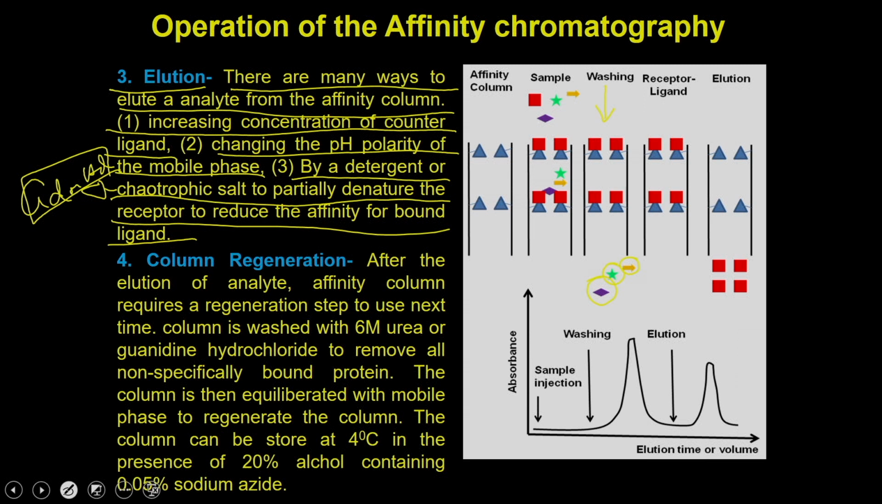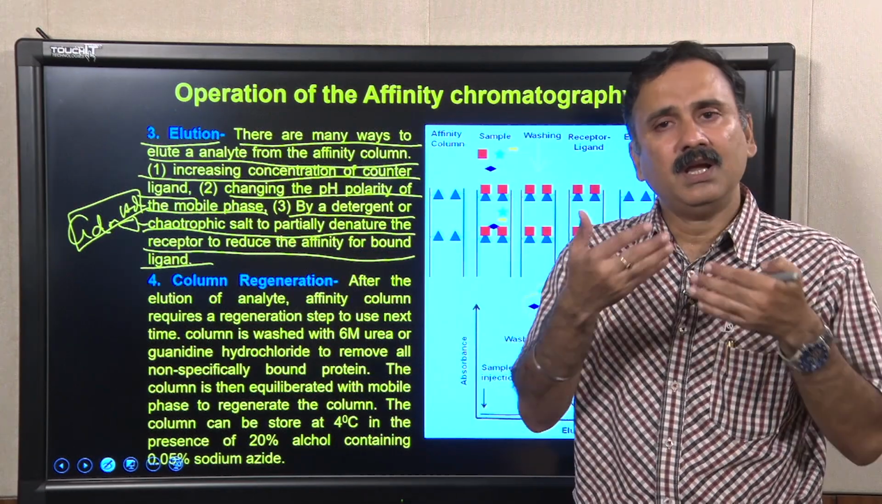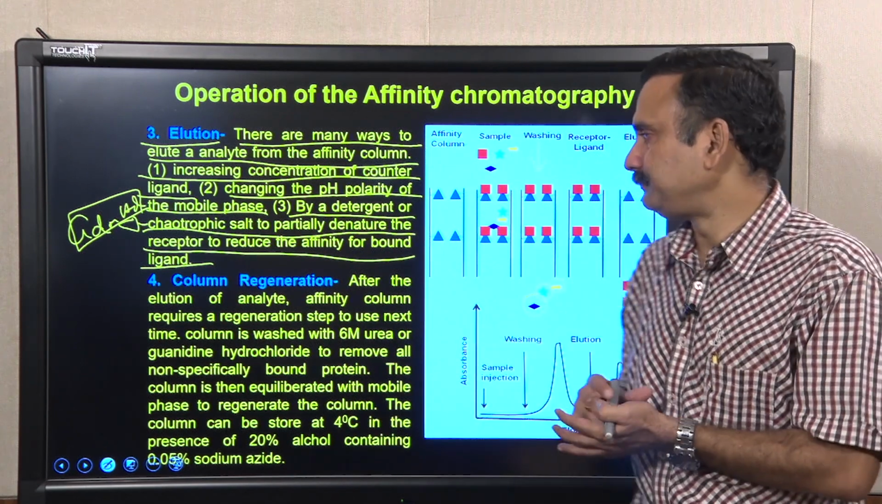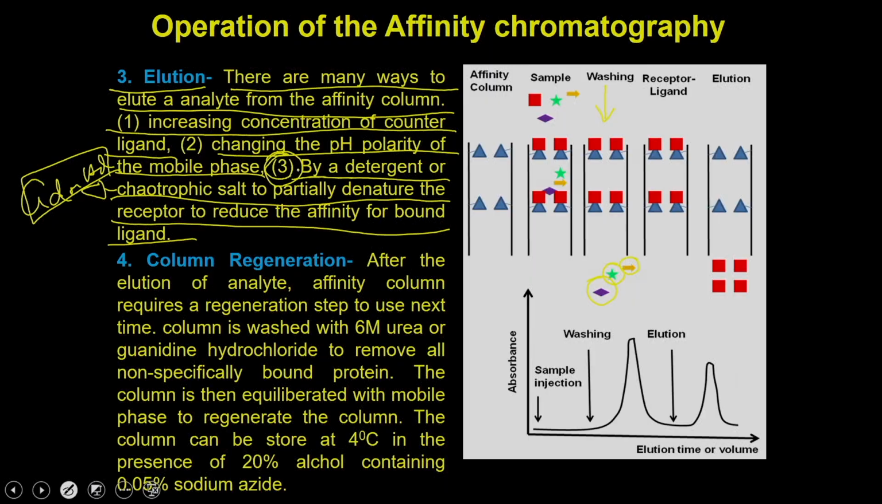Because the receptor or the ligand will not be able to maintain the 3-dimensional conformation, they are going to lose the affinity for their counterparts, and as a result the analyte which is binding to the matrix with the help of that particular receptor is going to be released from the column. But this third method is not very much recommended, because it is going to give you the antigen or the analytes in a denatured state.